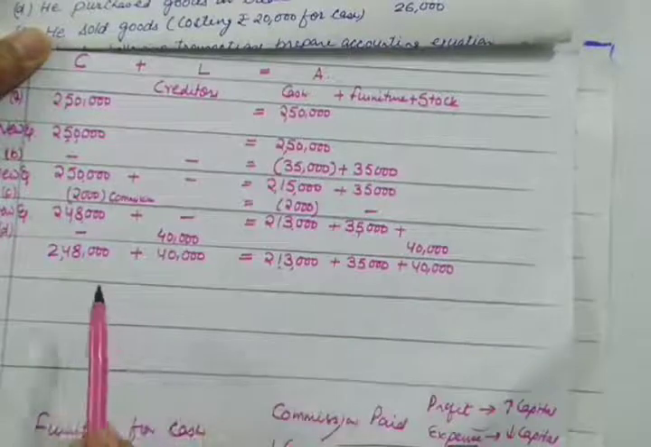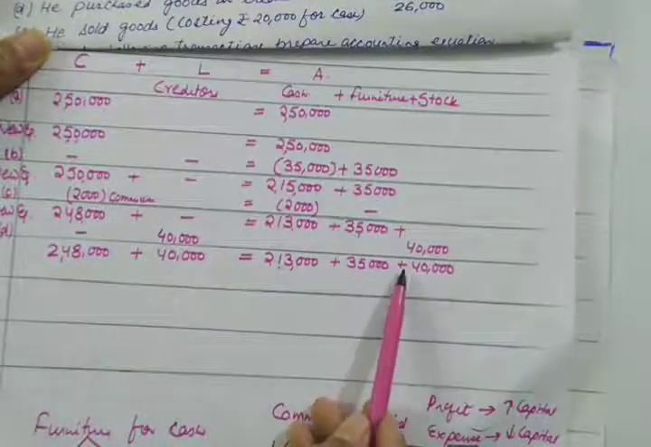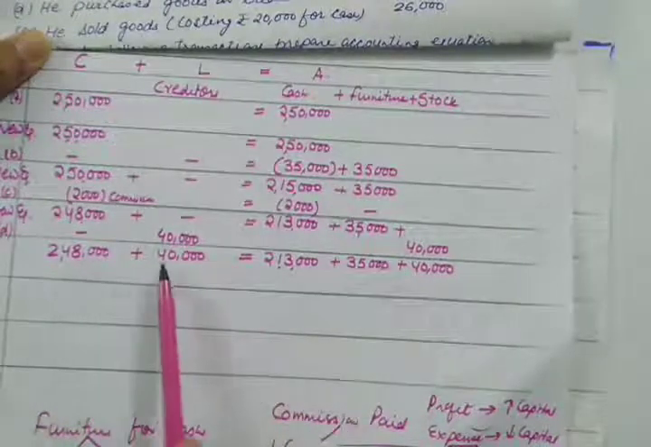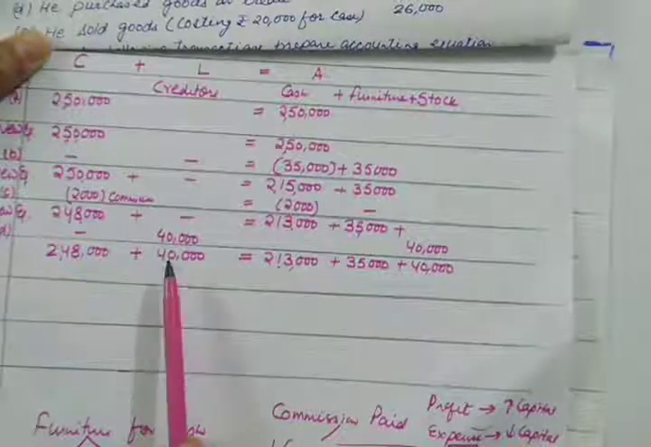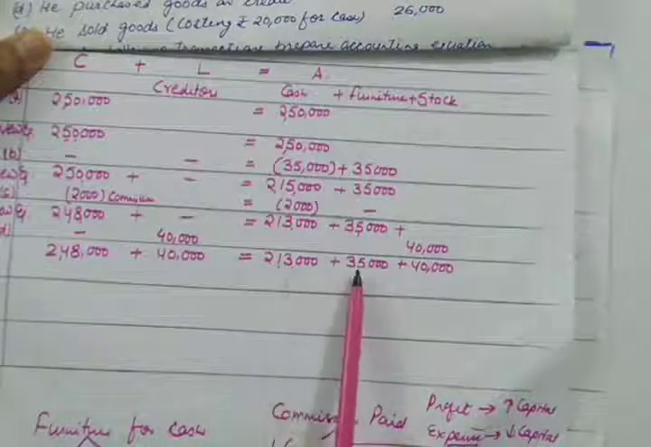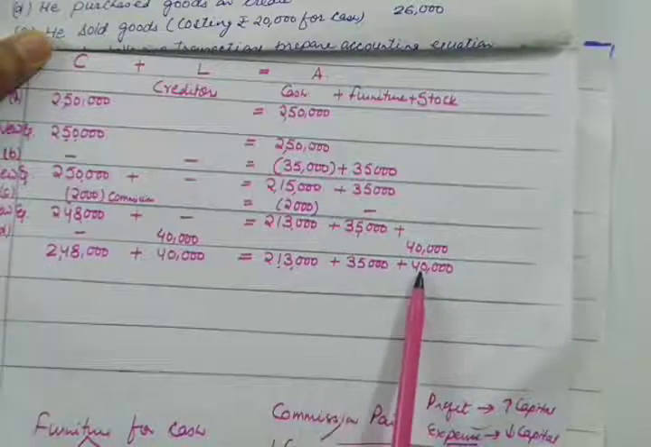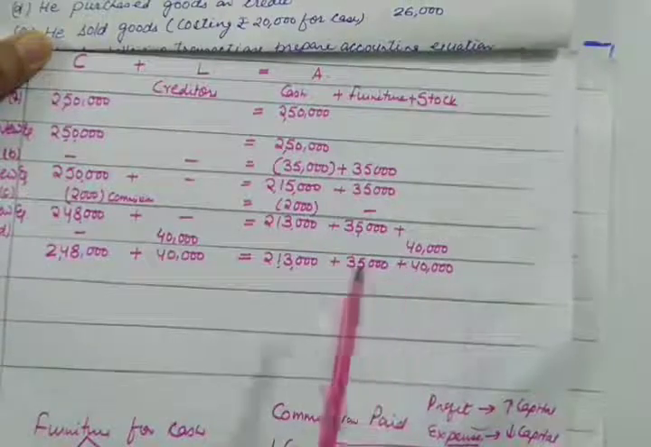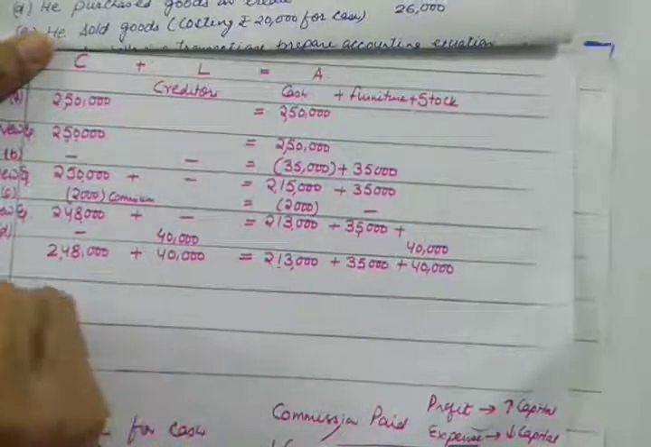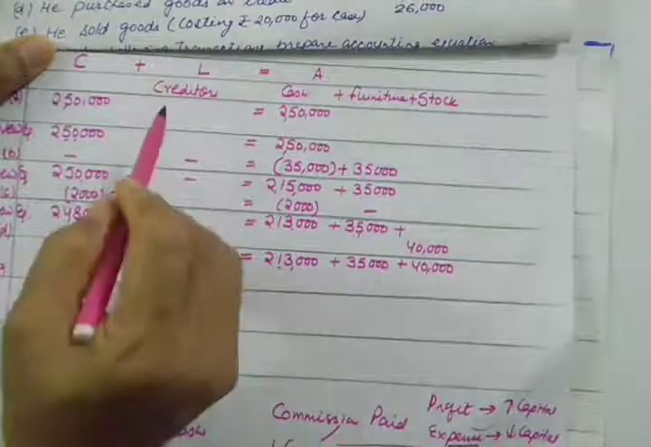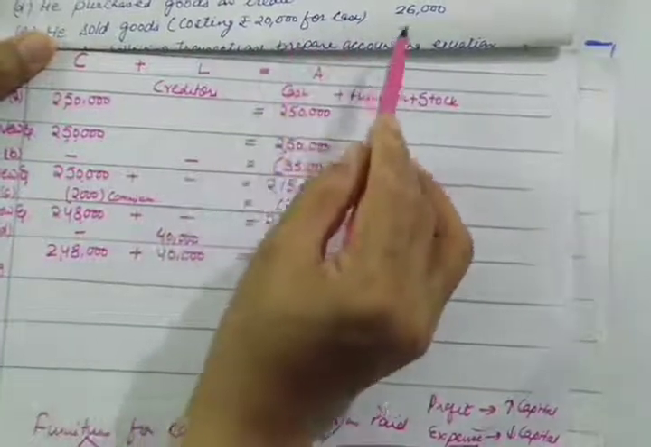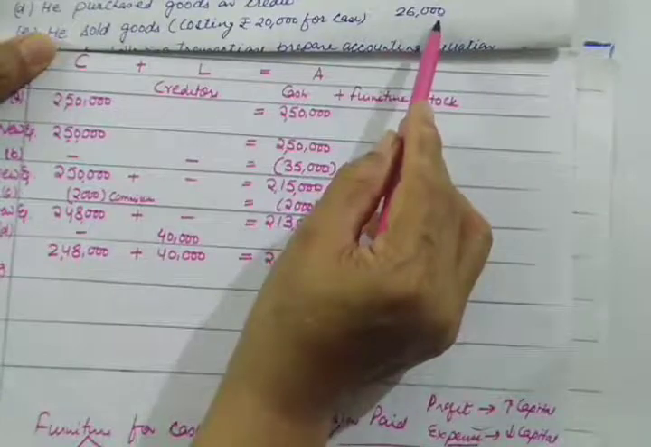Again, let us check whether left hand side is equal to right hand side or not. This is 2,88,000 and this is 2,48,000. 248 plus 40 is 288. Yes, both sides are equal. Now let us do the last transaction. He sold goods costing 20,000 for cash rupees 26,000.